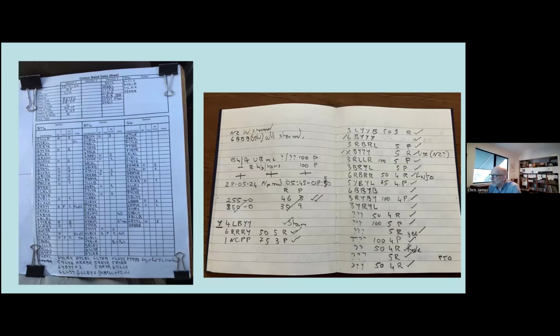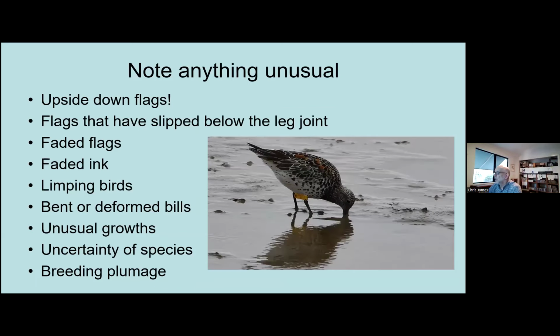So there's a lot to record when you see a bird. Hopefully it'll be simple, the species and the code, but all sorts of things happen: upside down flags, flags that have slipped over leg joints, faded flags, faded ink, limping birds, all sorts of things. So record as much as you're able to assist the person who put the band on.